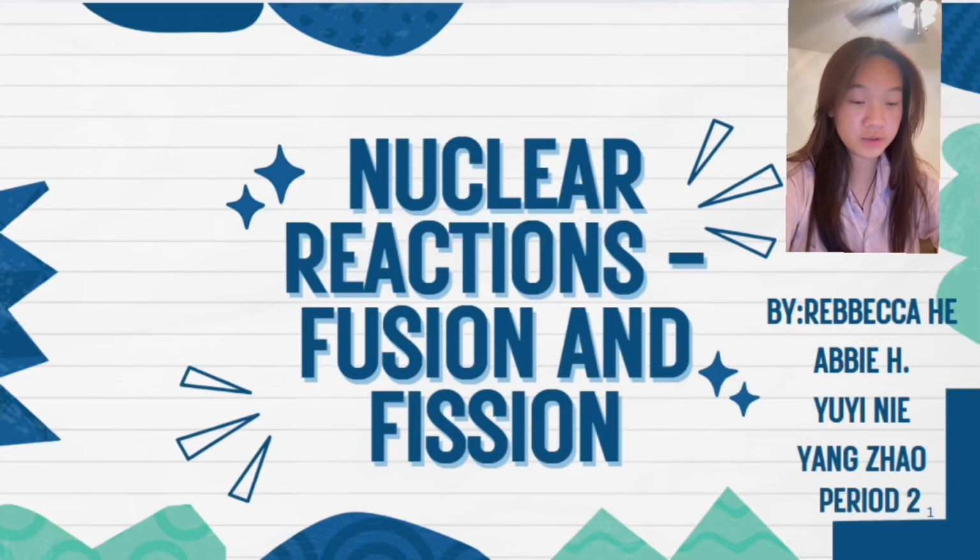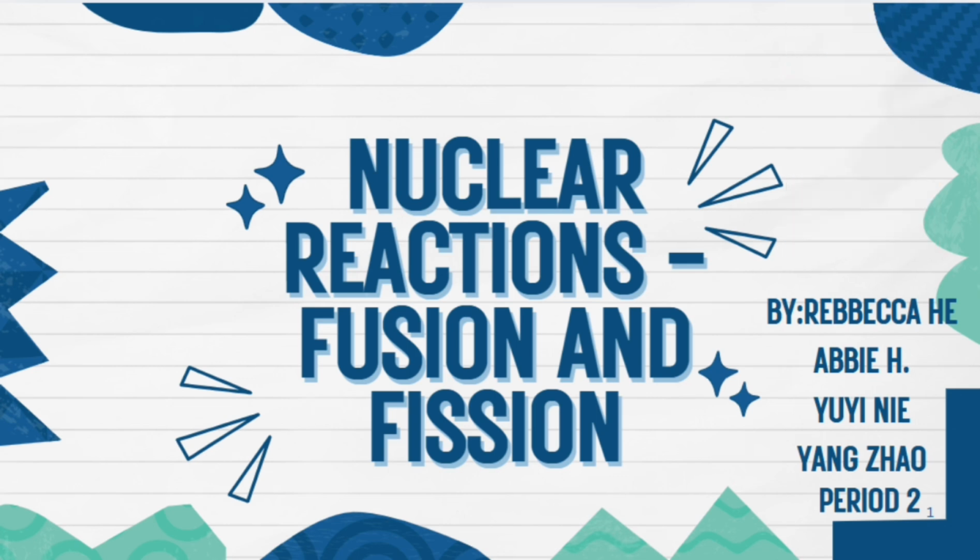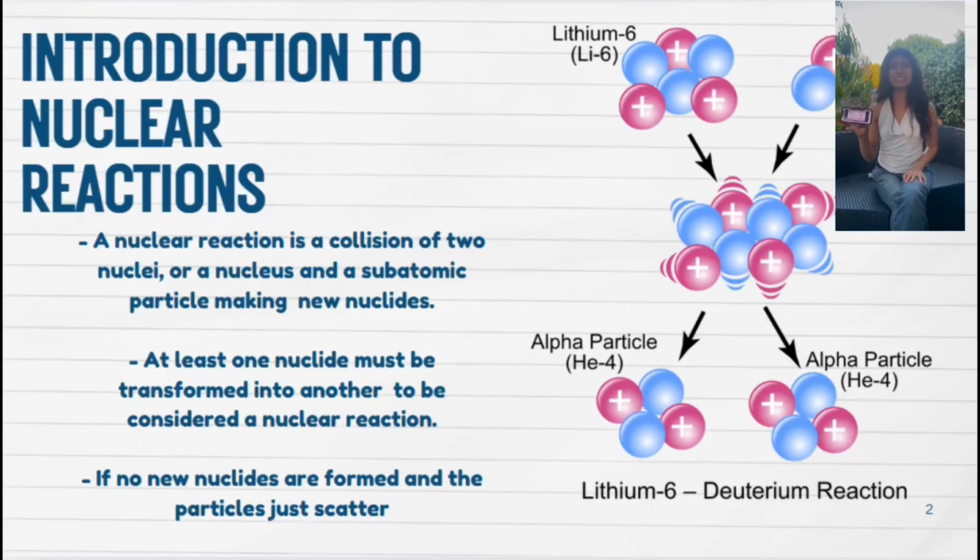Today we will introduce you guys to nuclear reactions, fusion, and fission. Introduction to nuclear reactions. Nuclear reactions happen when two nuclei, or a nucleus and a subatomic particle, collide and produce new nuclides. This means at least one of the originals is transformed into something different.